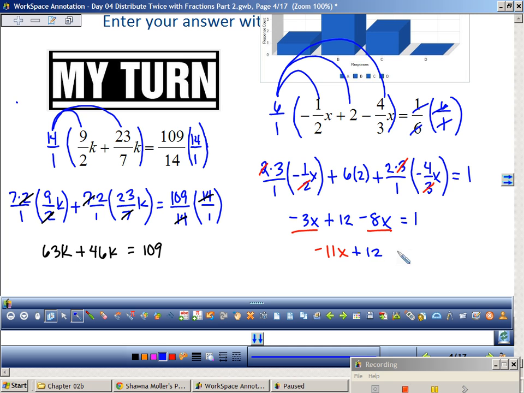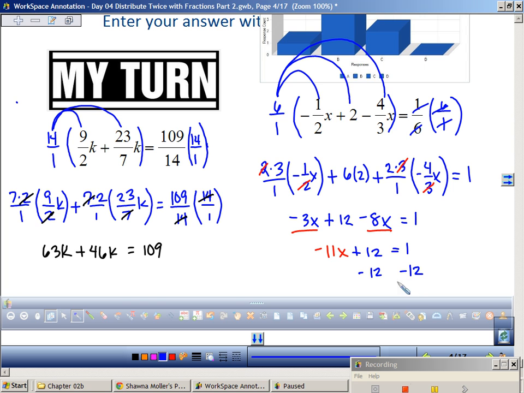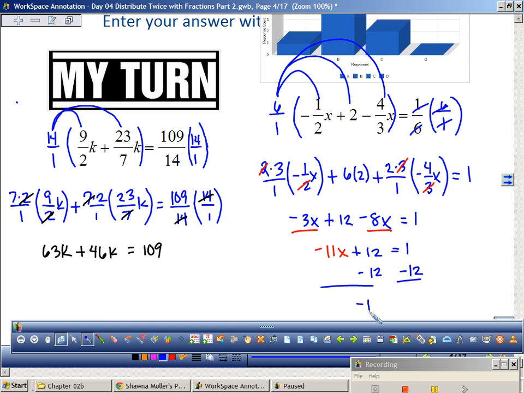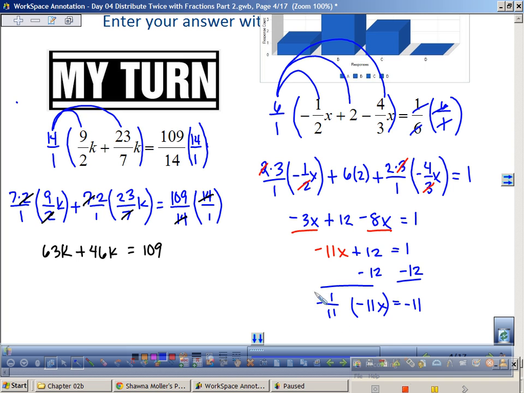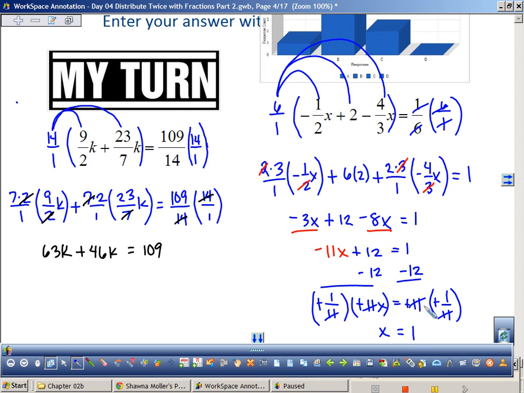plus 12 equals 1. Then I take my additive inverse, right? And I'm going to subtract 12 from both sides. And I get negative 11x equals negative 11. Multiply both sides by negative 1 over 11. Negative 1 over 11. And my negatives cancel, and I have x equals, this cancels, everything cancels. Imagine that, all that mess, and it's x equals 1.